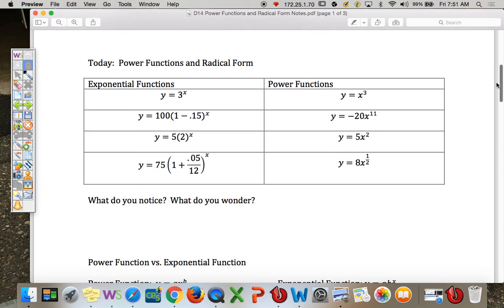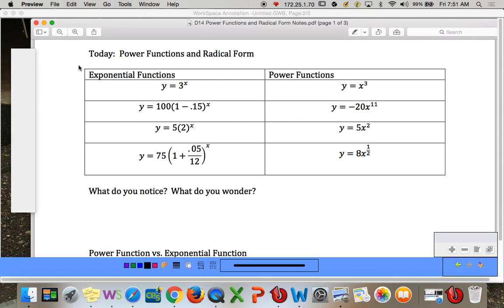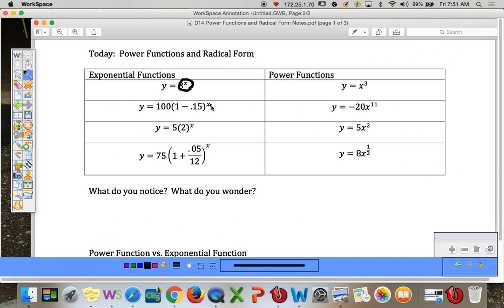Okay, today we're going to look at power functions in radical form. So I just did a bunch of examples. Everything on the left-hand side is an exponential function, and everything on the right-hand side is something called a power function. So take a look at them and think about what you notice and what you wonder about power and exponential functions. If you notice, in all exponential functions, the exponent is x.